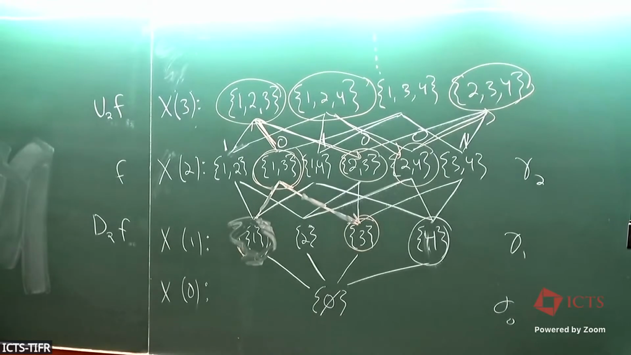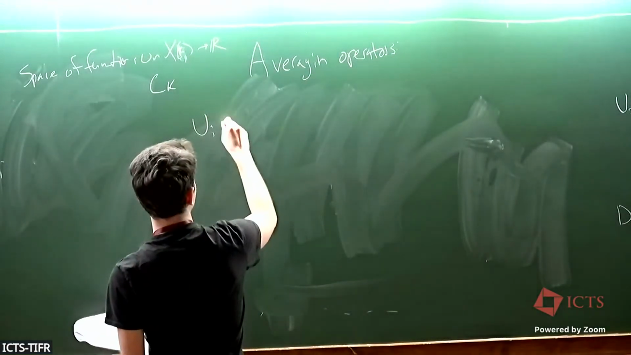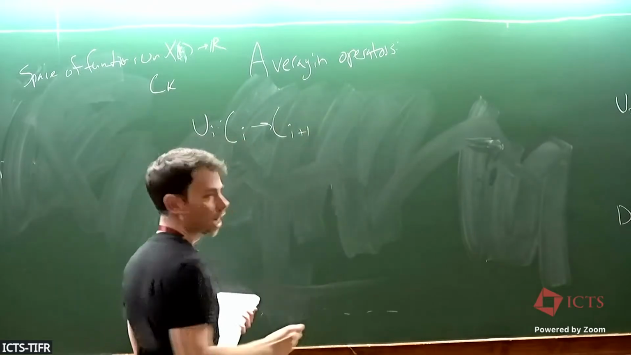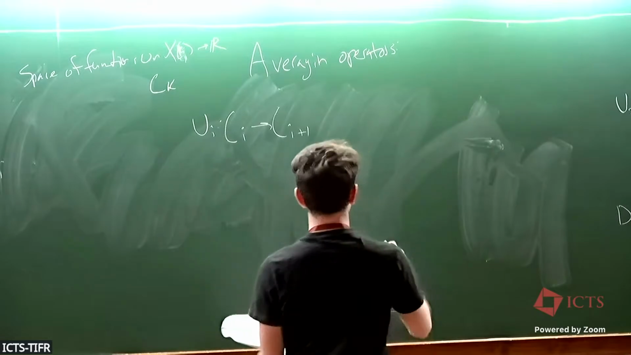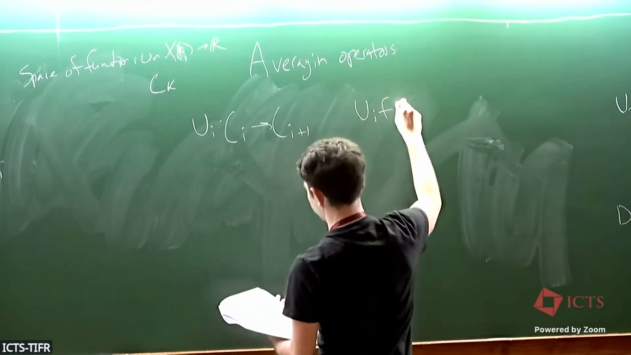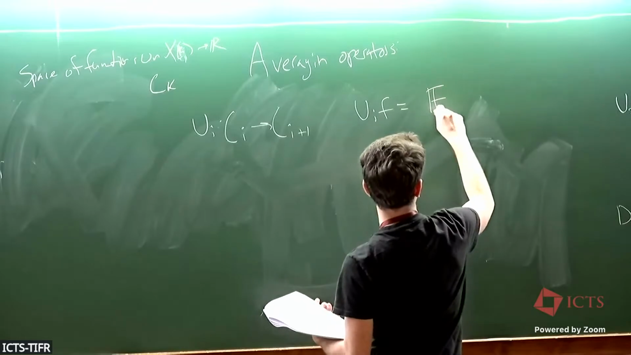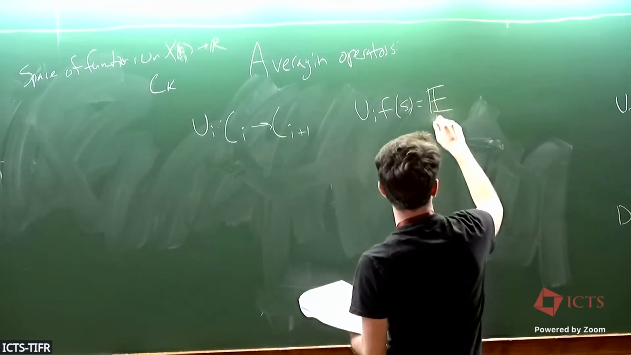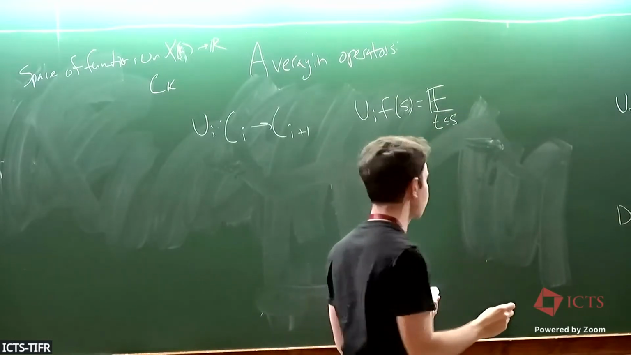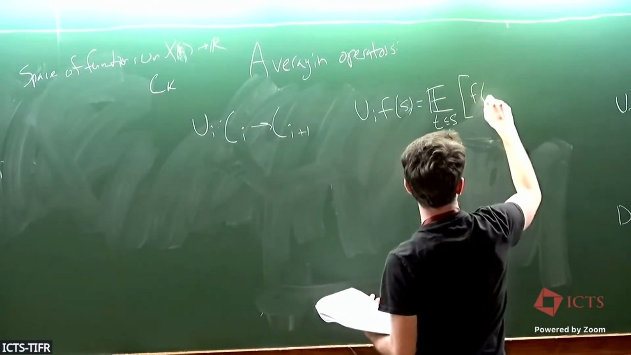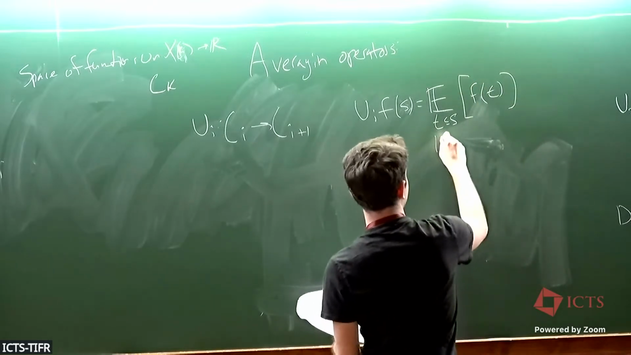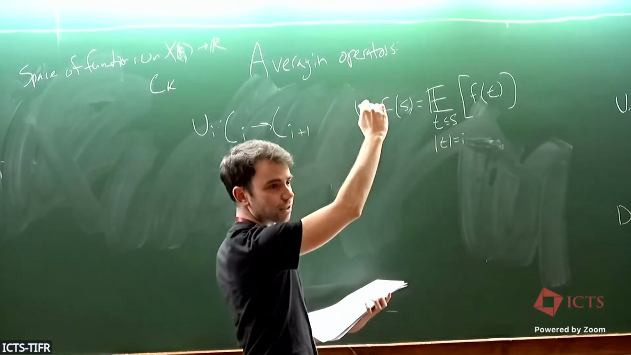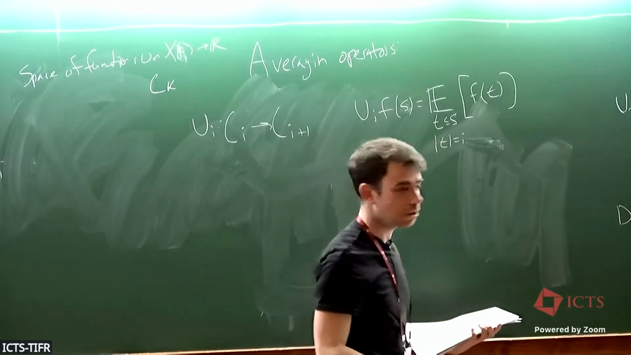So let's do it a little more formally. U_i is an operator that maps functions on level i to functions on level i plus 1. And it's defined as follows: U_i f of S is the expectation over T that are a subset of S of f of T. Maybe I should say S is something of size i plus 1, right? U_i maps one level up, and we just average over all the guys one level below.